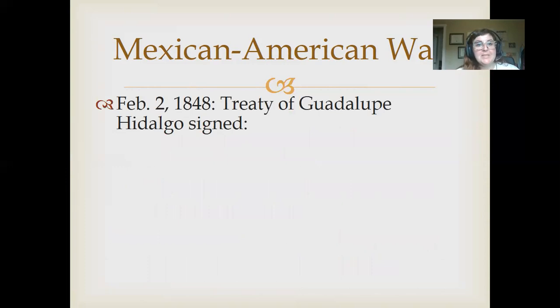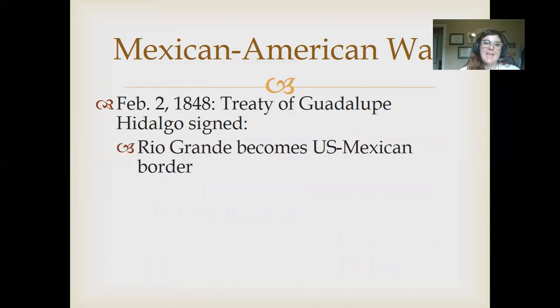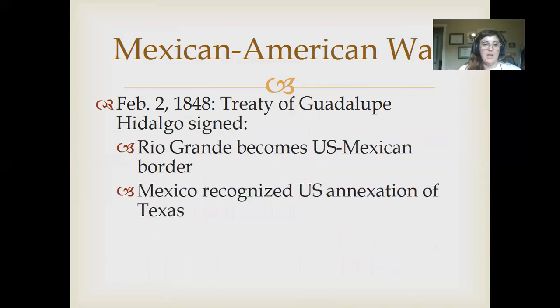So on February 2nd of 1848, just about a year and a half after the official start of the war, at least on the US side, the US and Mexico signed what's called the Treaty of Guadalupe Hidalgo. And that basically establishes the Rio Grande River down at the bottom of Texas. That becomes the US-Mexican border, and it remains that border, right? Mexico recognizes the US annexation of Texas, so Texas officially enters the Union.